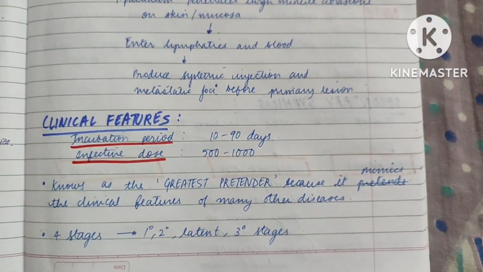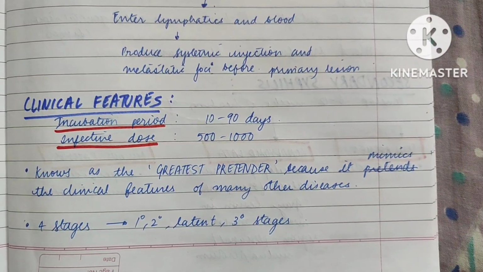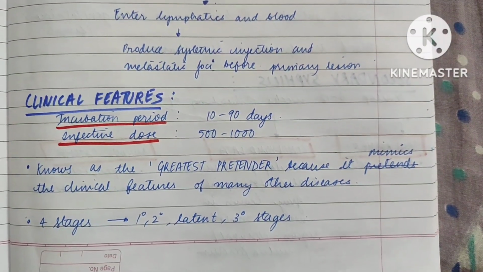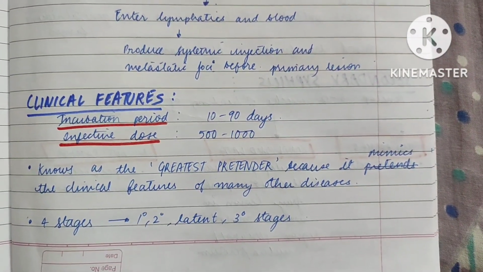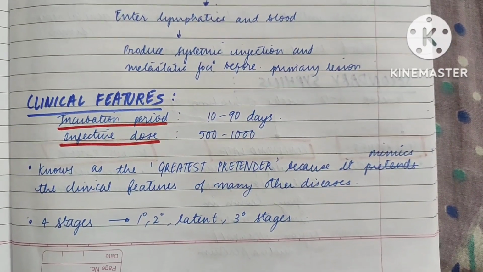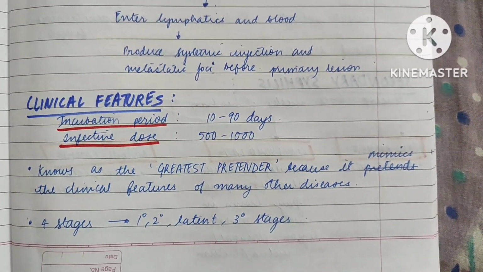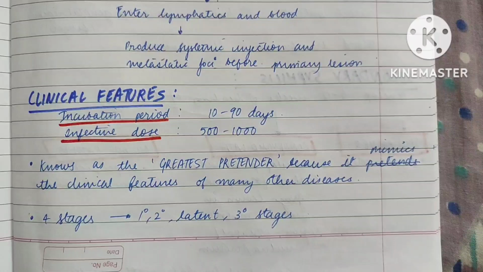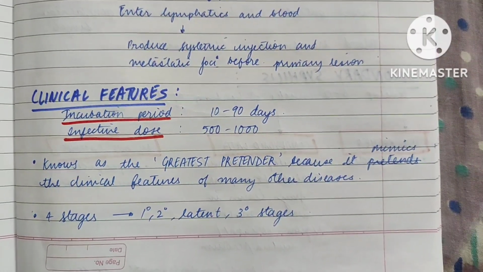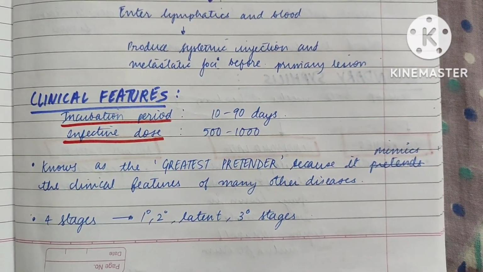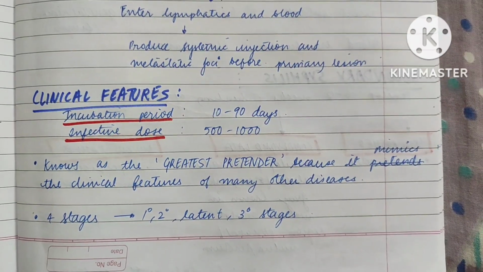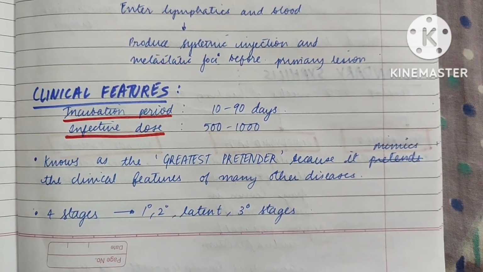Moving on to clinical features. Now this disease is known as the greatest pretender, because it mimics the clinical features of a lot of other diseases. The infective dose is around 500 to 1000, that is the minimum number of organisms required to elicit the disease. The incubation period is about 10 to 90 days.